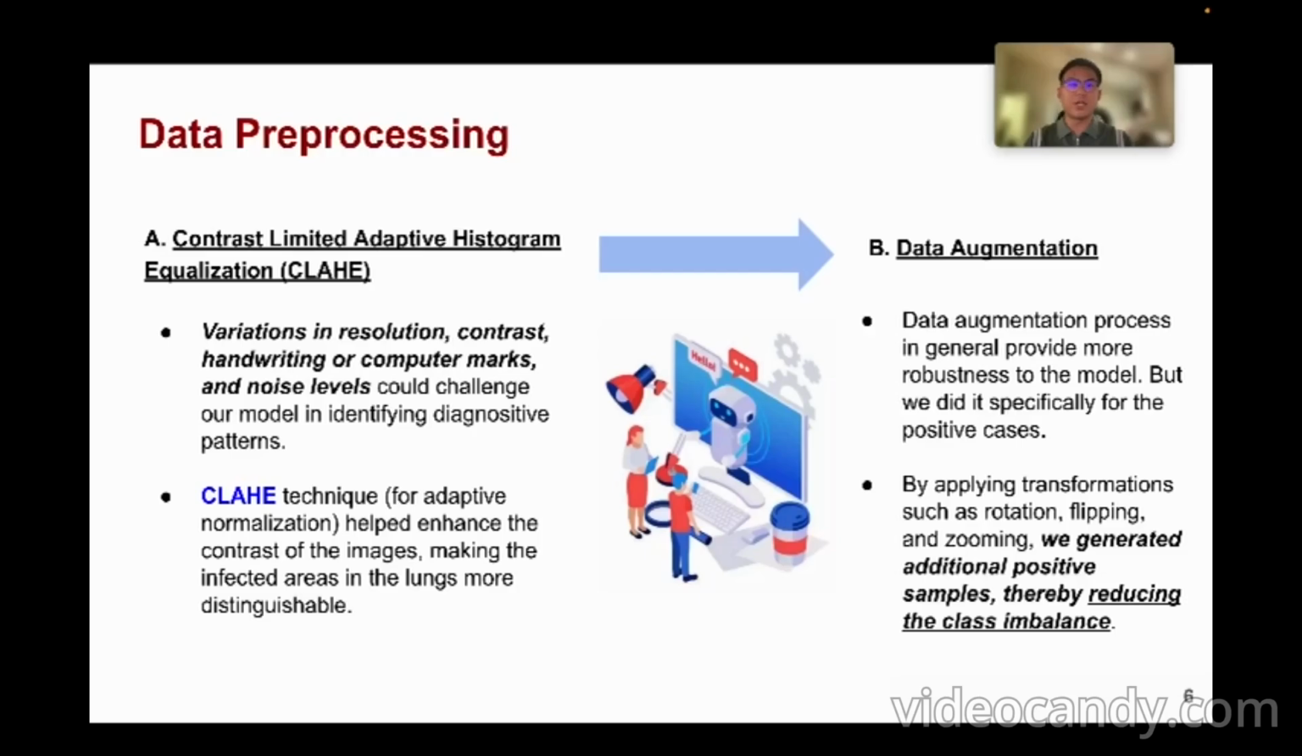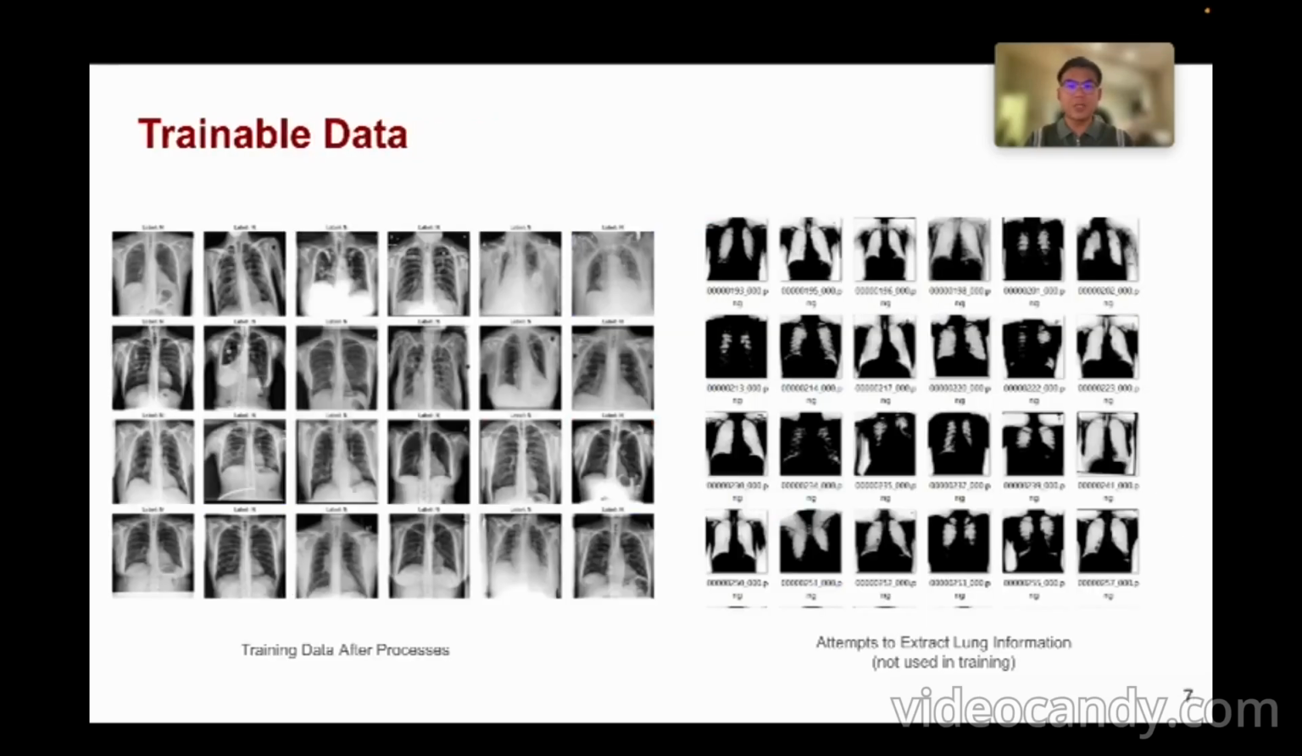We also apply data augmentation to provide more robustness to the model. This is important for positive cases as well because it reduces the data imbalance issue. The data shown on the left are the ones after processing. They become more suitable for training. The red shows that we also attempted to extract features of the data by shifting the pixel value distributions. But the result is not satisfactory enough due to time and computational power limitations, so they are not used in training the model, but for understanding the data.